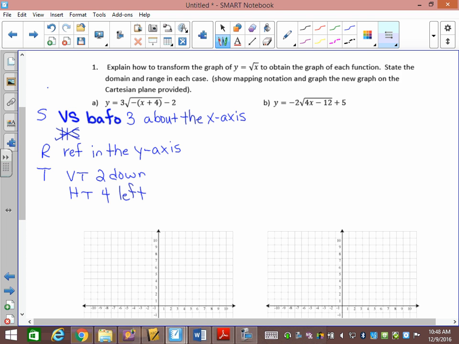Remember, mapping is if you have to move points. So if you draw a graph, right, you use mapping. Mapping, you do what you say. So our x, y is going to become negative x minus 4, because we go 4 left. Our y is going to become 3y minus 2.